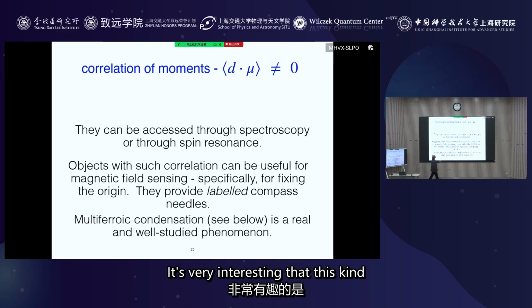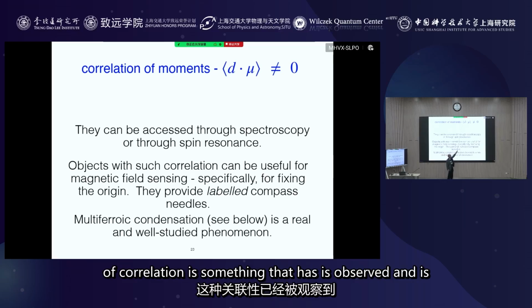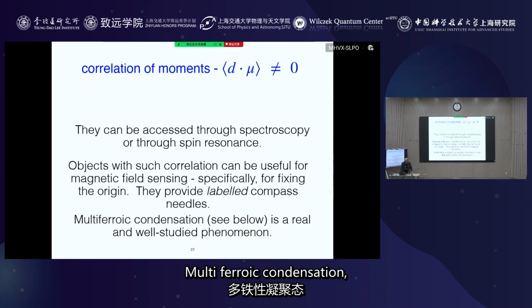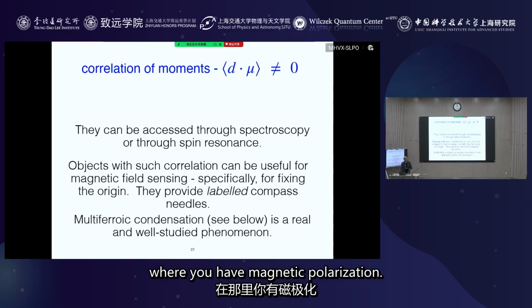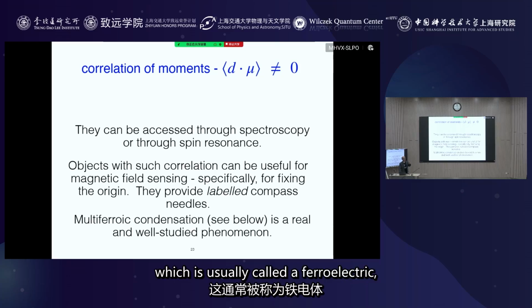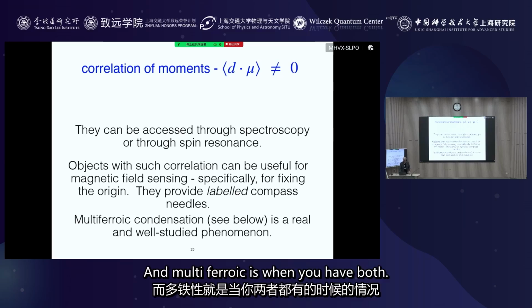It's very interesting that this kind of correlation is something that is observed and is an object of very intense study in condensed matter physics these days. Multiferroic condensation, where you have magnetic polarization. So that's ferromagnetism. That's where the ferroic comes from. But you also have electric polarization, which is usually called a ferroelectric, even though it's not iron anymore. And multiferroic is when you have both.